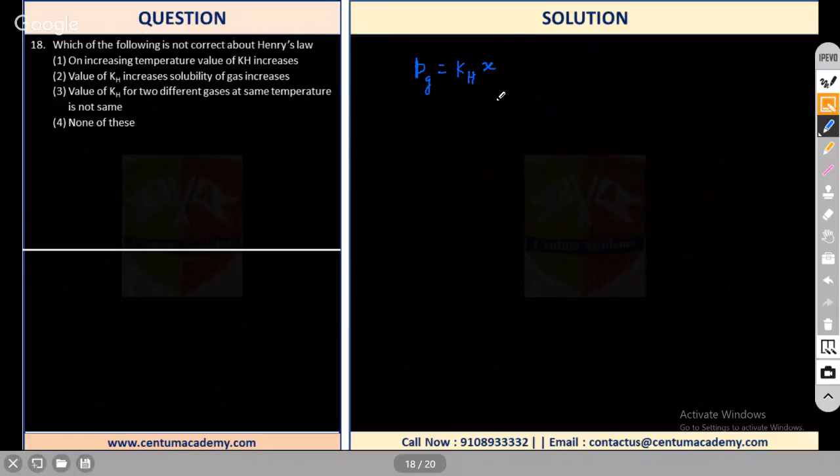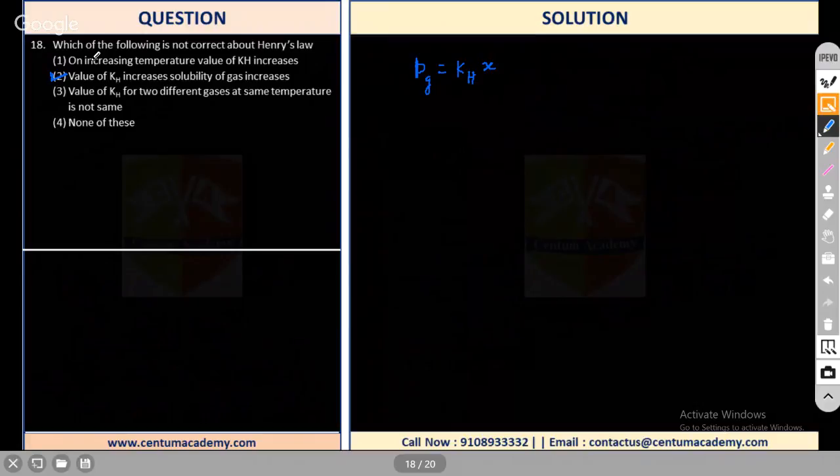So that is how we can conclude that if the temperature of the solution increases, the amount of gas dissolved in the water decreases, correct? So the value of KH increases when temperature increases, and when the temperature increases, the solubility of the gas will be less, okay? And hence the option 1 is wrong, okay? So the correct one is option 2.